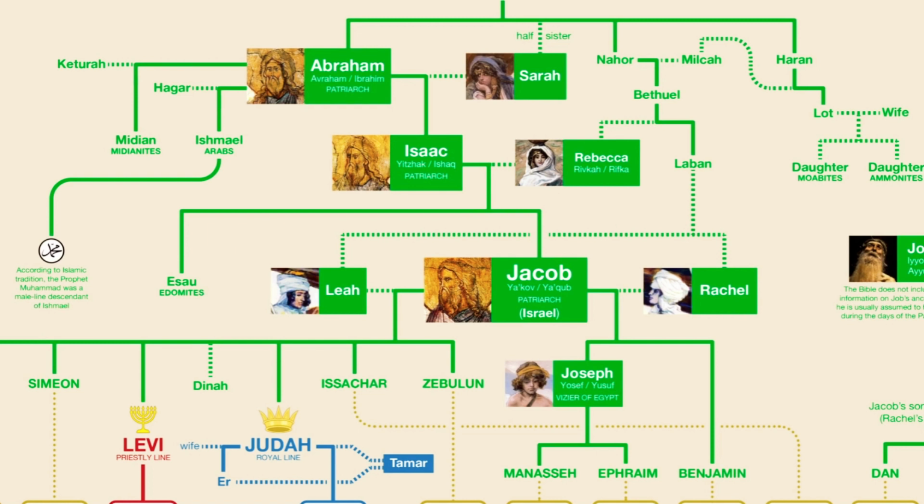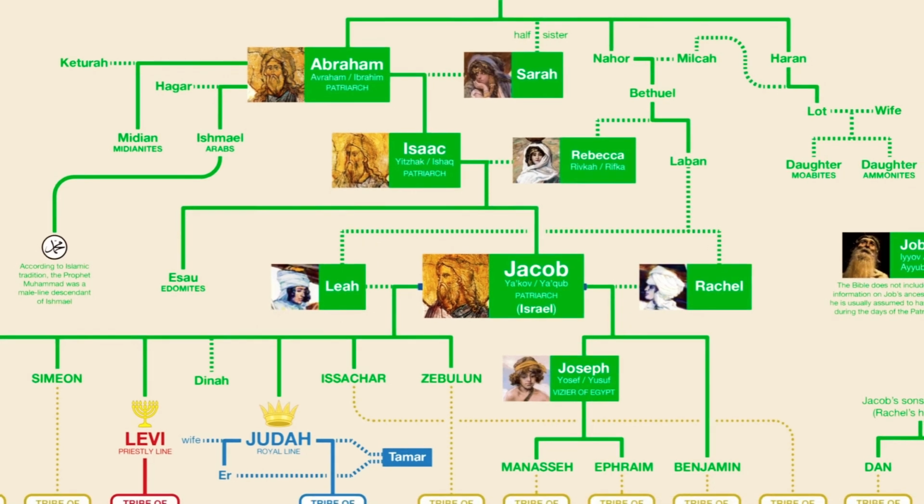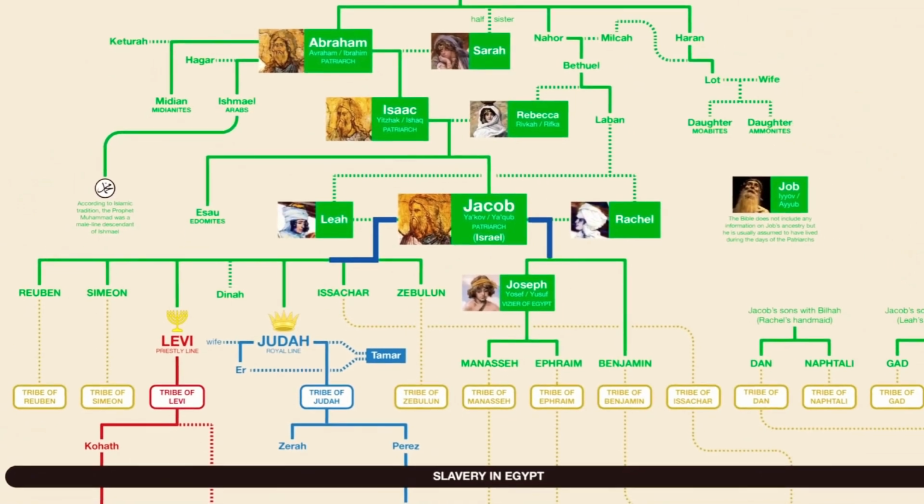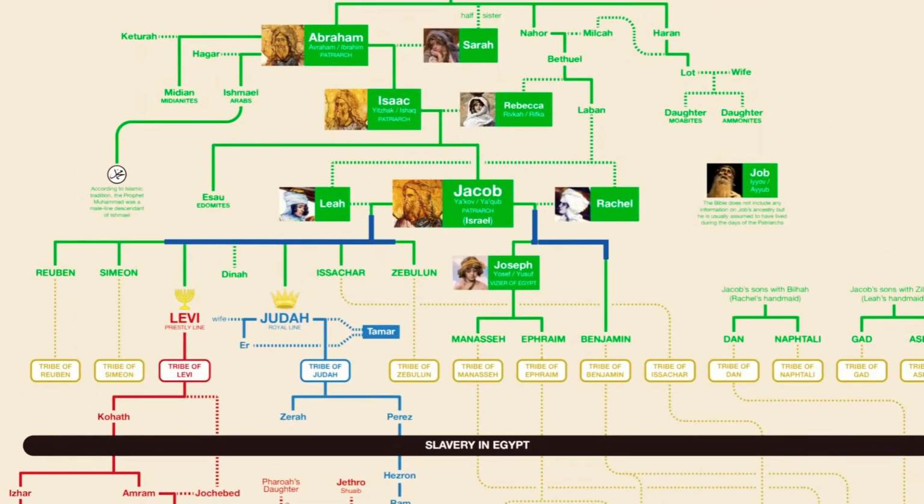So Jacob becomes the next big character in the story. He falls in love with his cousin Rachel. You can see here that her father Laban was Rebekah's brother, but Laban tricks him into marrying his other daughter, Leah, instead. In the end, he ends up marrying both sisters, but has to work for Laban for 20 years. In total, Jacob, whose name is later changed to Israel, has 12 sons and 1 daughter named Dinah. The 12 sons eventually end up becoming the 12 tribes of Israel.